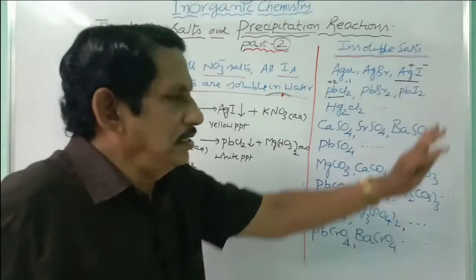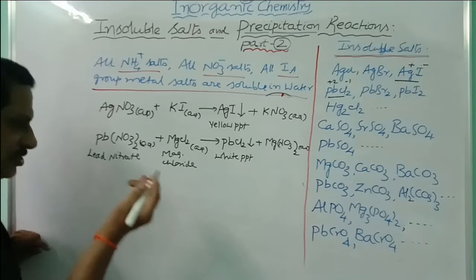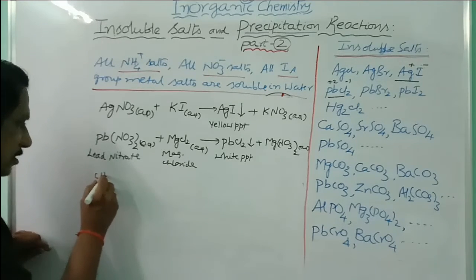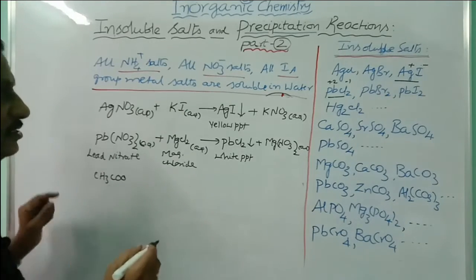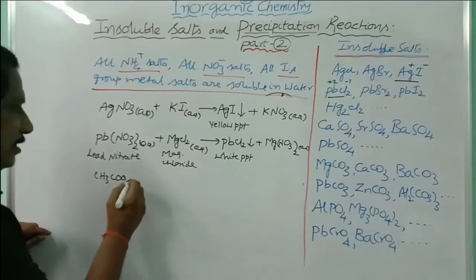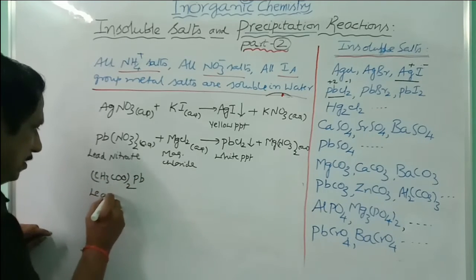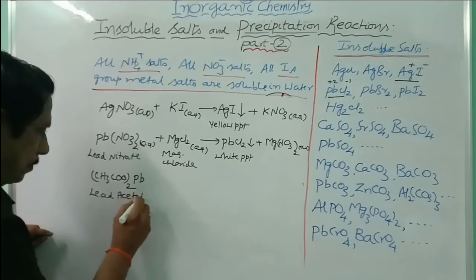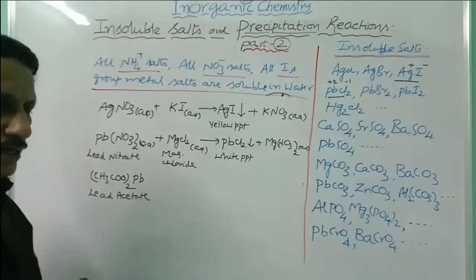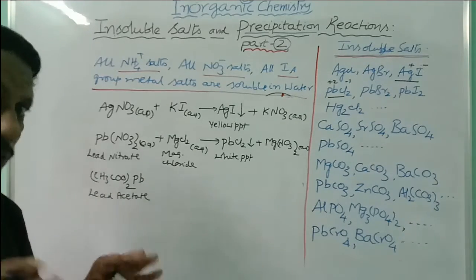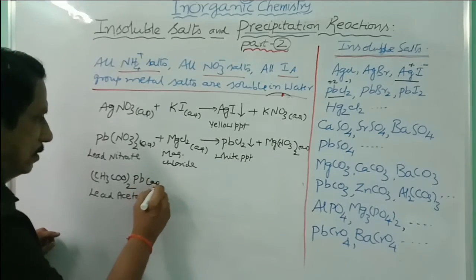And also you can take lead iodide. For that purpose, once again you have to take lead acetate. For example, we will take CH3COO-, this is the acetate ion. Lead ion has a 2+ charge, so you have to write it twice here. This is what you call lead acetate. Acetate ion is a well-known organic ion. All the acetate salts are completely soluble in water. So lead acetate I am taking here, aqua.